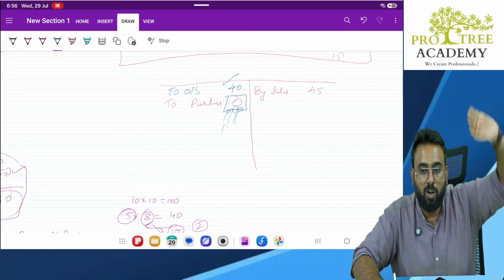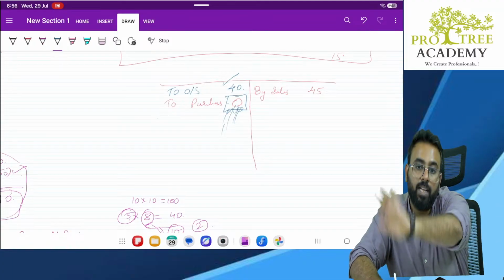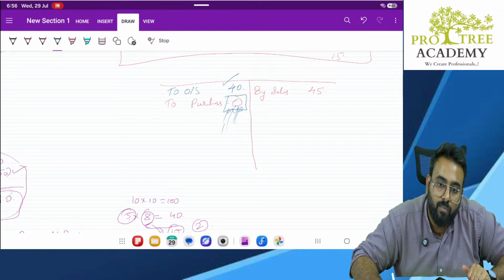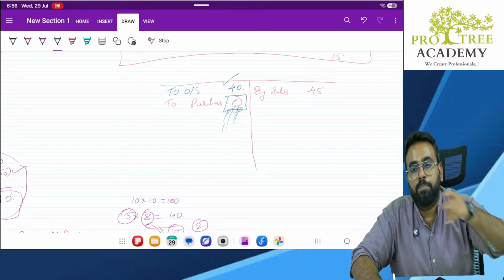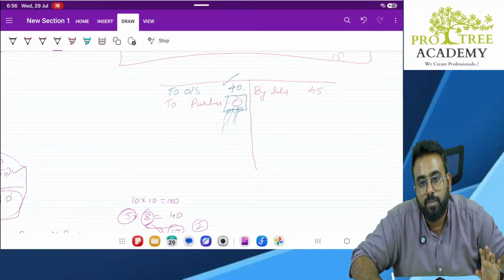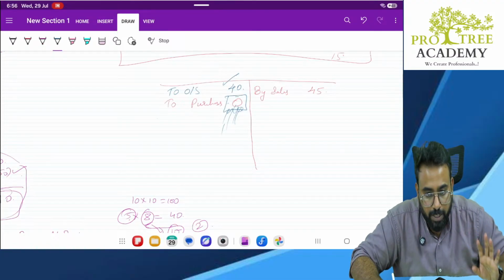What will come on the debit side? All the expenses. What will come on the credit side? All the income. Correct or no? So opening stock is there, because of which purchases is not coming. Right? Yes, everybody is following. Yes, is it clear? Okay.